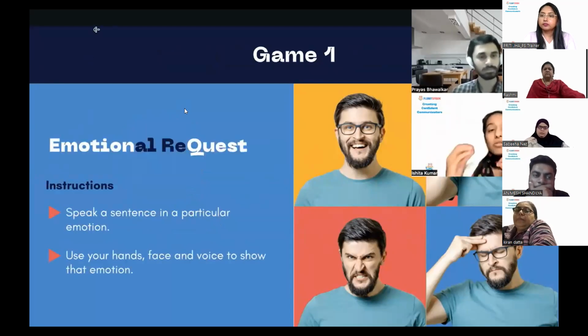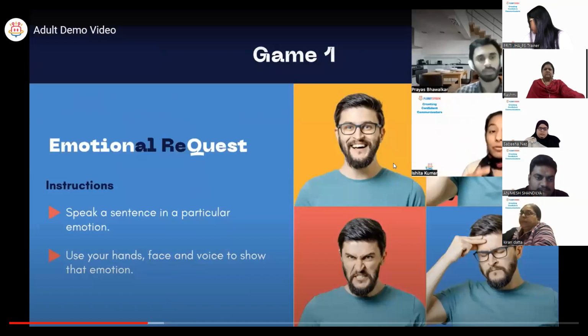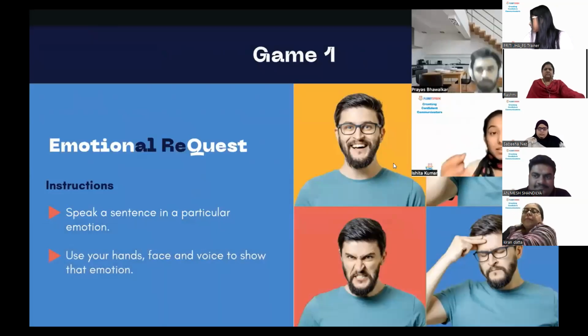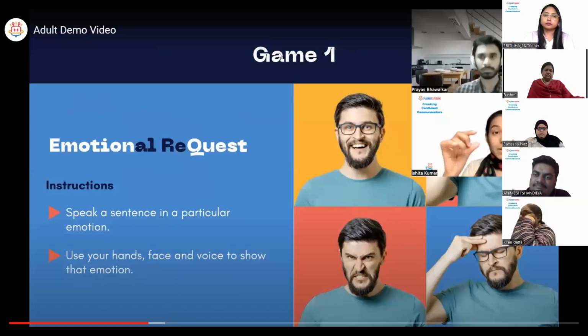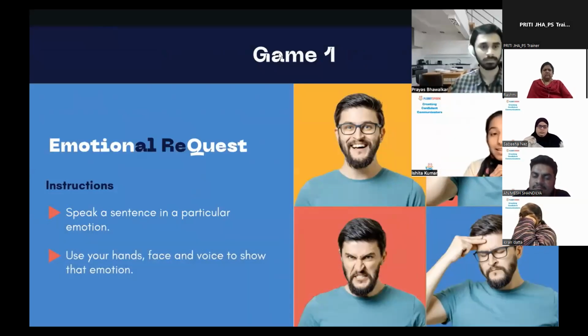Okay. So I will be showing you a certain sentence or a statement, and then there will be an emotion also listed here. You will have to speak the sentence using that emotion. And while you do that, what are we going to do? Can you read the second instruction, please? Use your hands, face, and voice to show that emotion. Got it. Yeah, so you have to use your hands, your face, your voice to show that emotion.